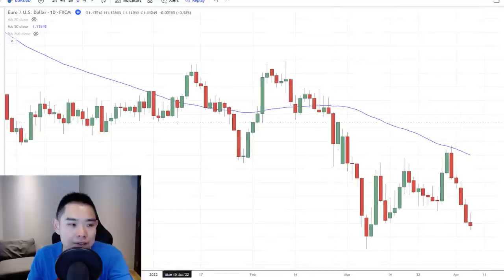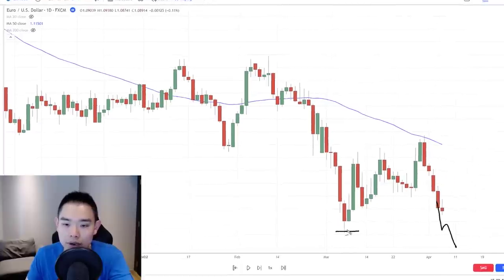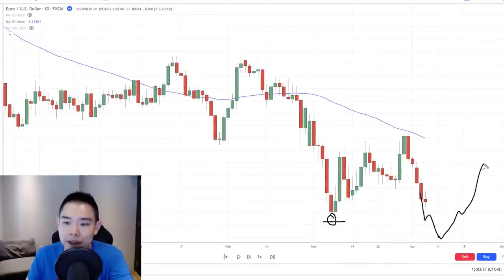And the way I define two tests is that the market must break below the swing low and retest it to classify a second test. So this means the market must come down lower, break below this swing low, and then head up higher and retest a second time. And only then will I consider this a second test. So let me just show you what I mean.